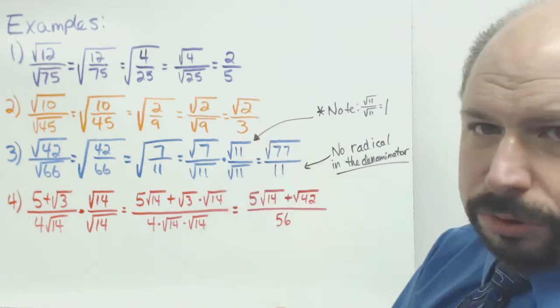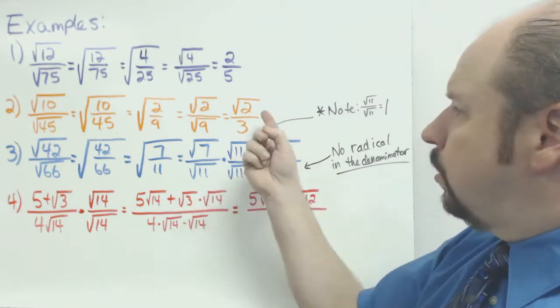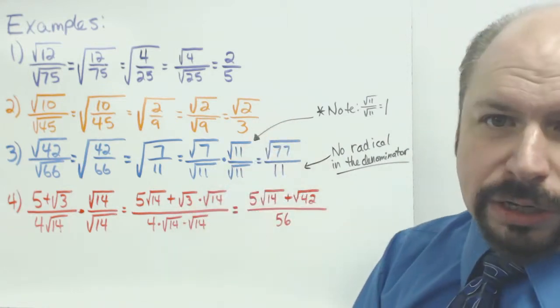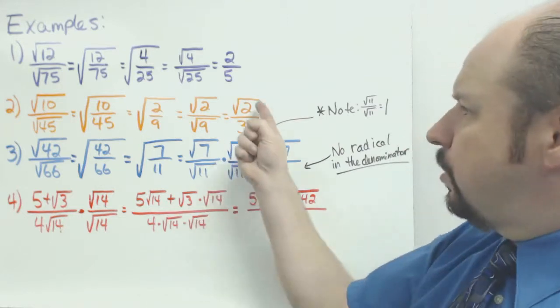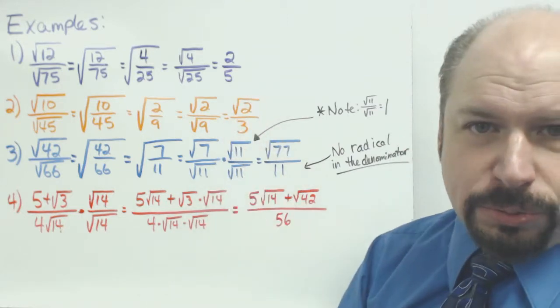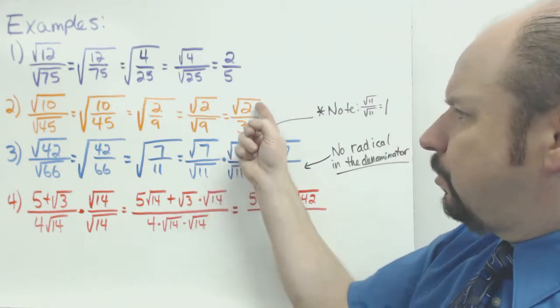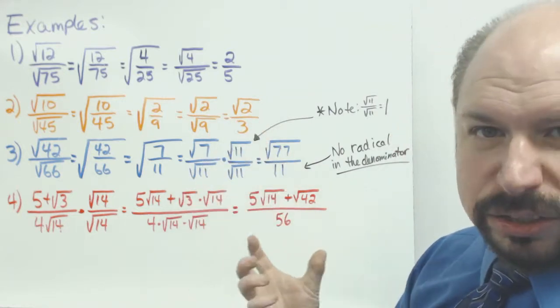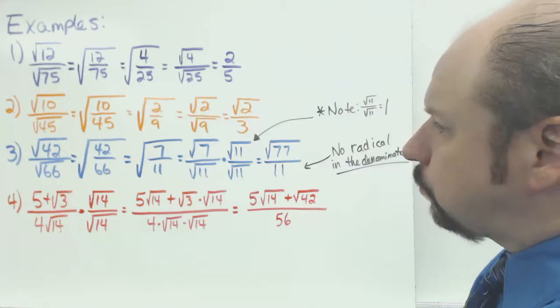And really, the square root of 2 is about 1.4. So 1.4 over 3 is just a little less than 1/2. So again, if we wanted to estimate what this was as a decimal, without having two radicals in here, it's a lot easier to work with.